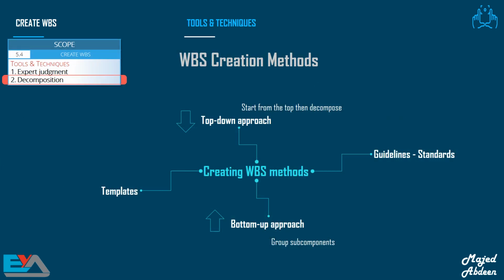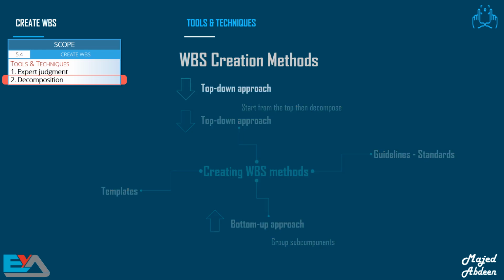Now, let's talk about the methods we usually use to create the WBS. How do we create a WBS? Well, a WBS structure may be created in many different ways. Here are some of the common methods: top-down approach, bottom-up approach, guidelines or standards, and templates, or a combination of all or some of them.